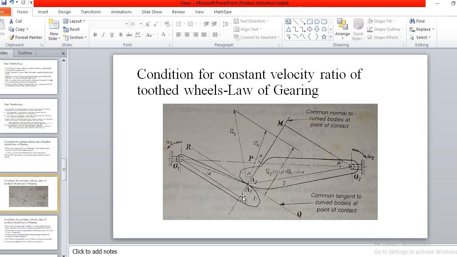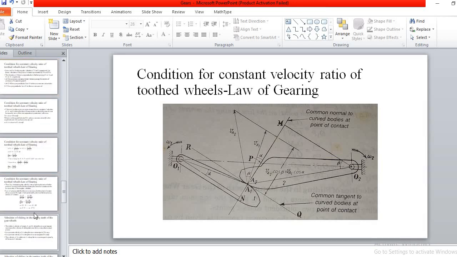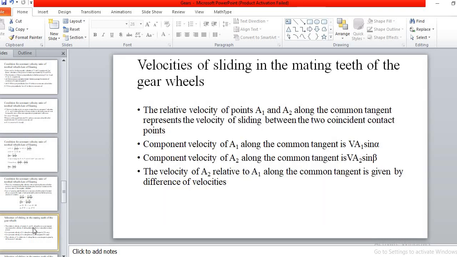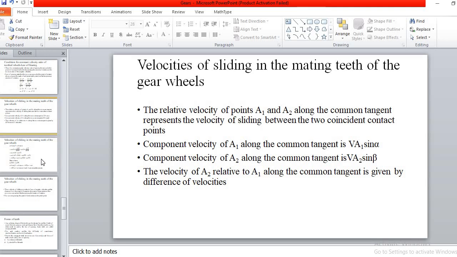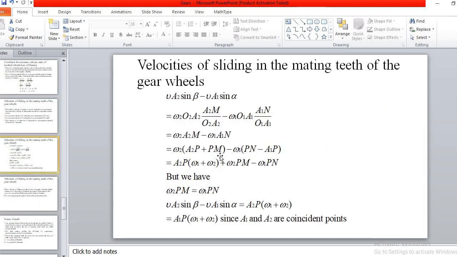So this will remain as A1n, and this will be written here. Now simplify this. Simplifying this, we can get A2p.